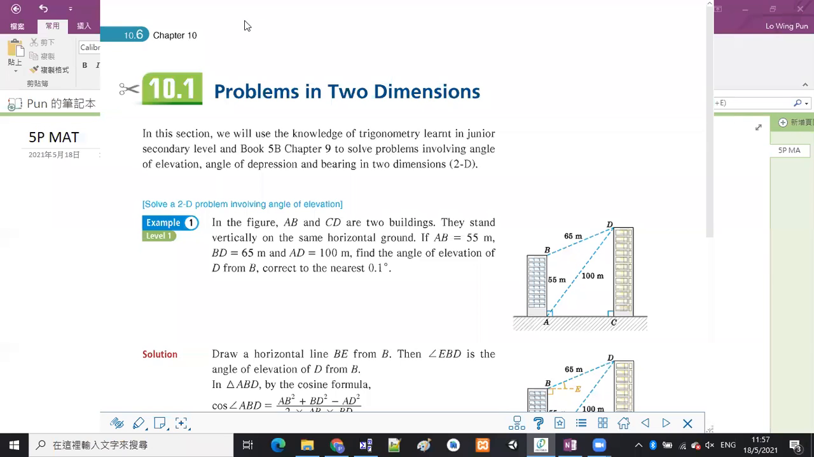Page 10.6. Today we are going to talk about a few examples which involve calculating the angle of elevation and the angle of depression using those formulas we have learned in chapter 9. And yesterday we revised the concept of angle of elevation and angle of depression.